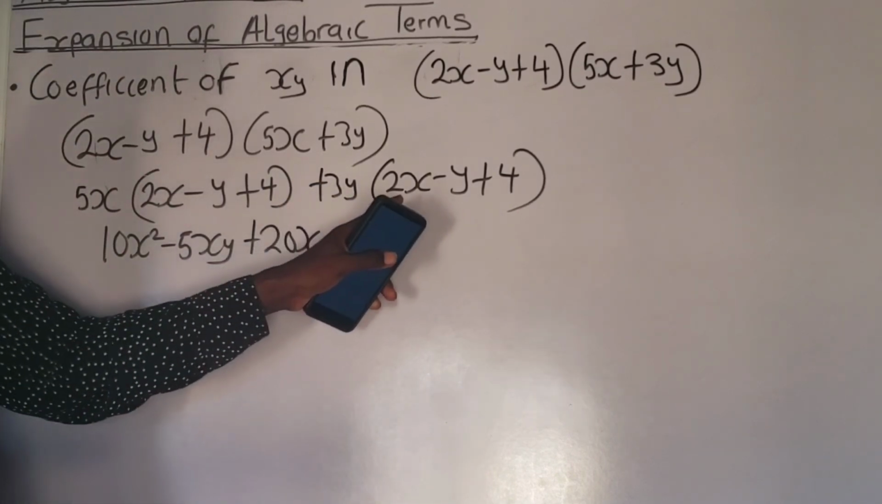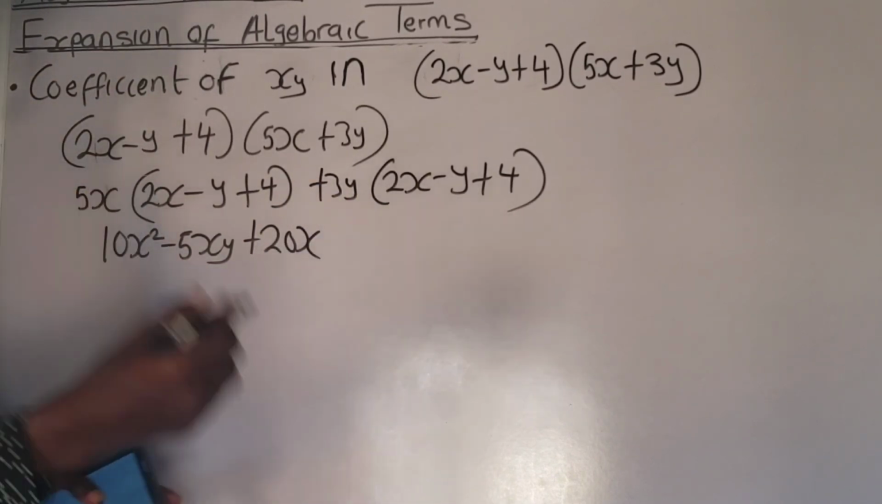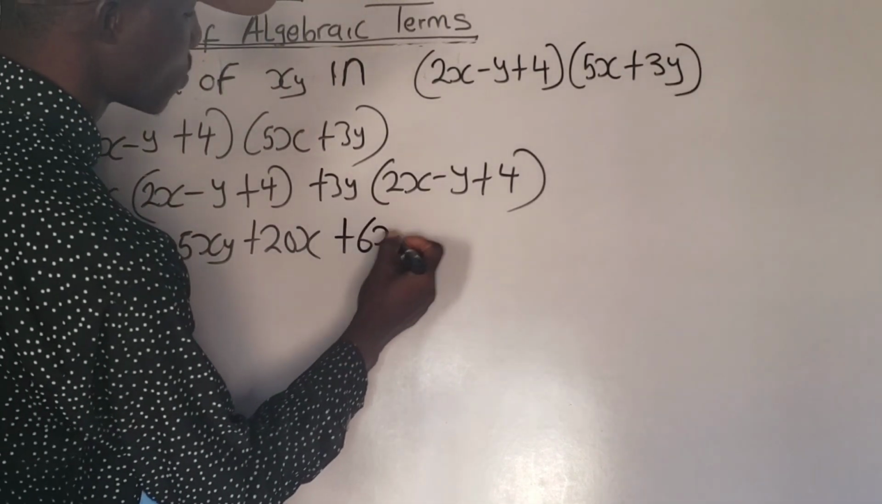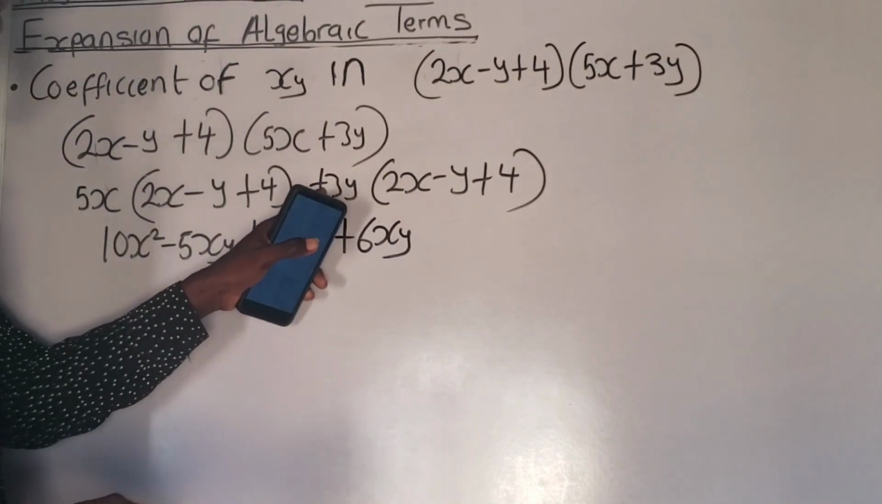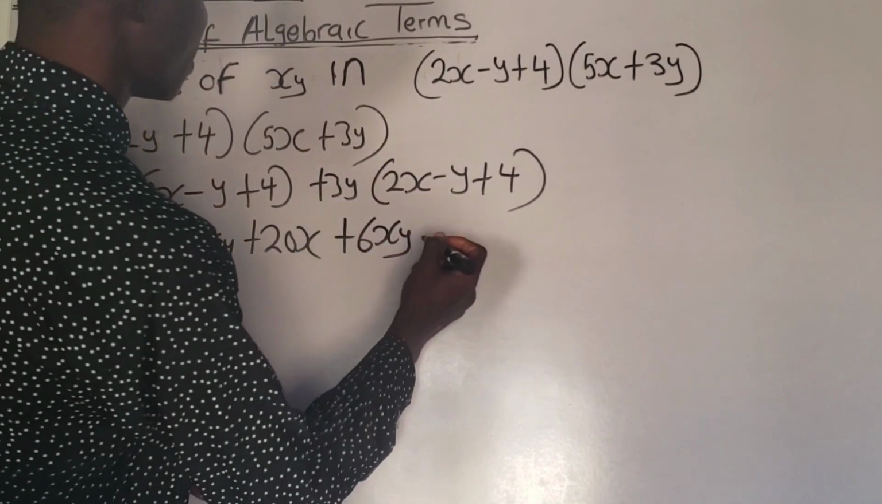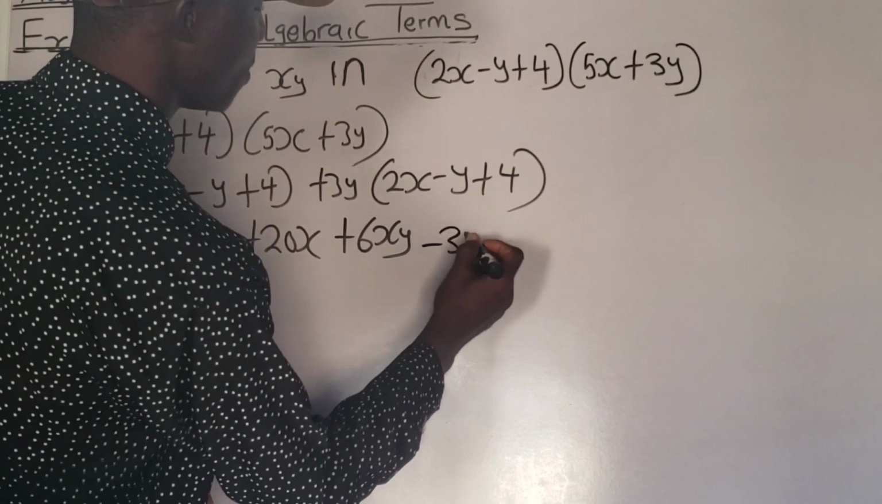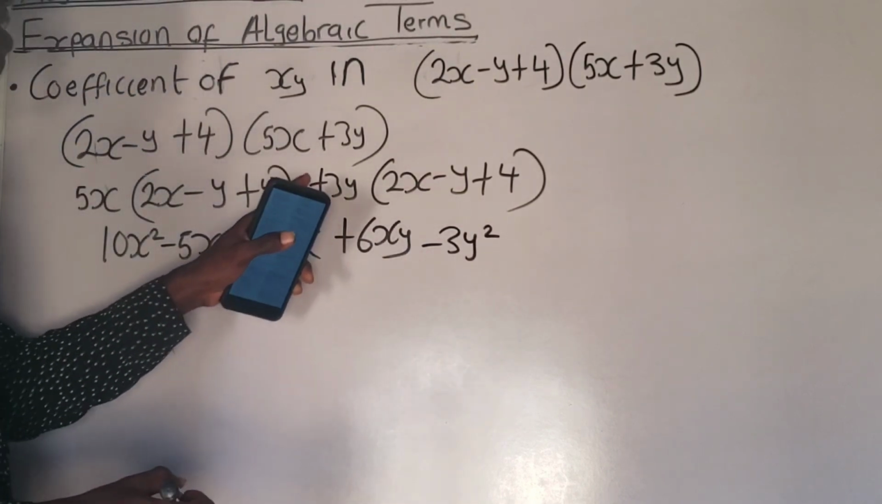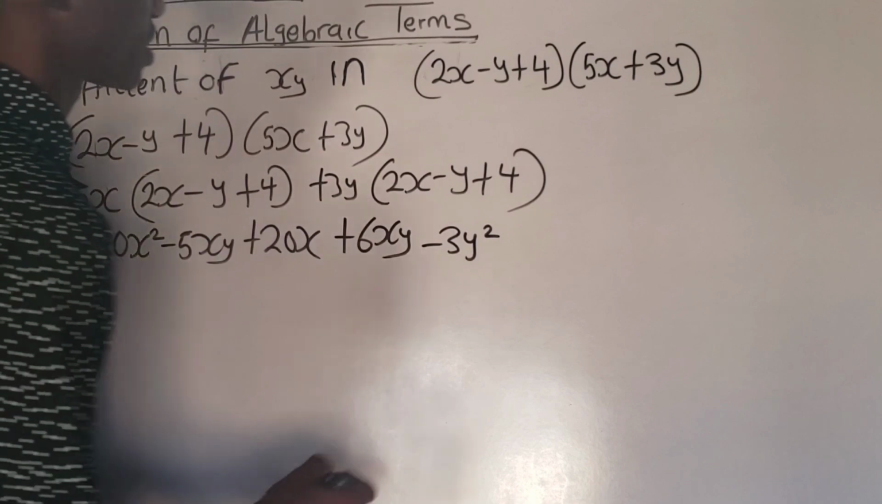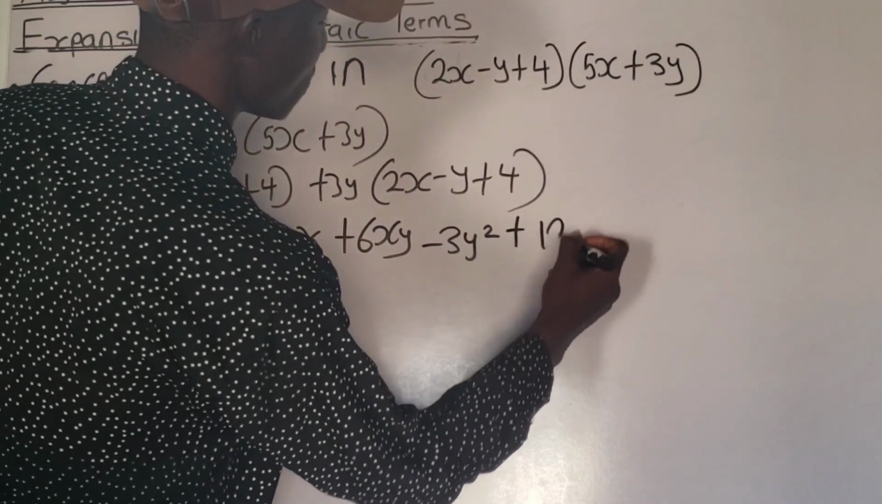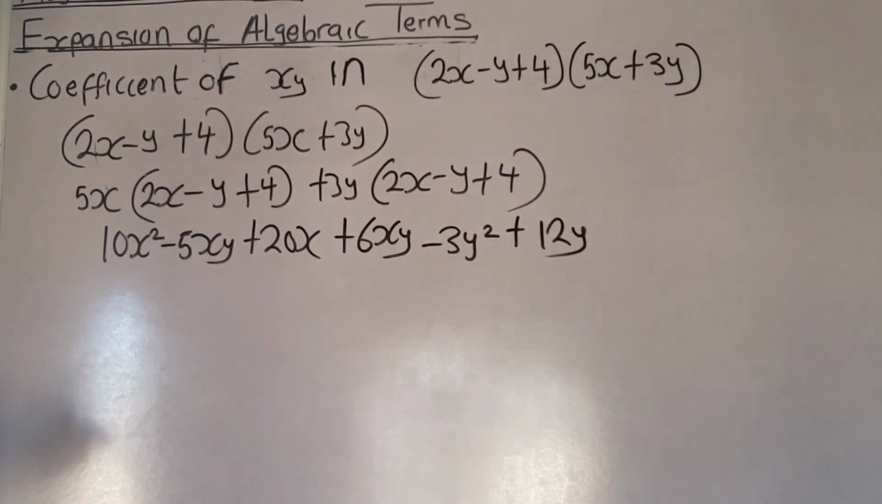Positive 3y multiplied by 2x, that will give me positive 6xy. So I'm going to have positive 6xy. Positive 3y multiplied by negative y, that will give me negative 3y squared. Okay? Positive 3y multiplied by positive 4, that will be positive 12y. Okay? Now, let's see if you can collect like terms.